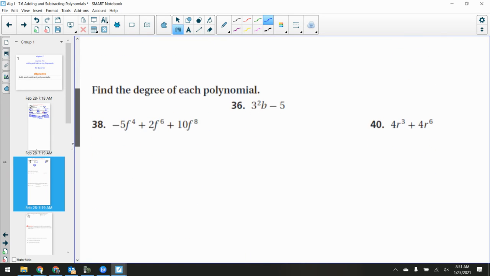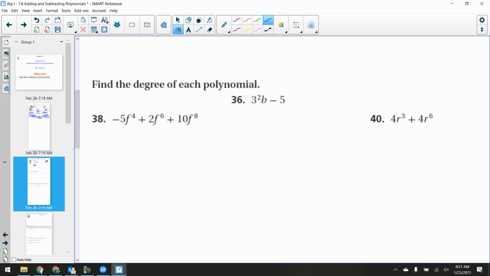All right, so let's take a look here. Find the degree of each polynomial. Number 36, Travis, what'd you get for 36? So tell me, what would the degree there be? 1. Good, it would be 1. It's very tempting to say 2, but it's not 2. The power on the number is 2. What's the power on b? 1. So the degree here is 1.